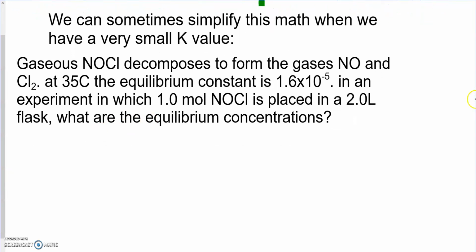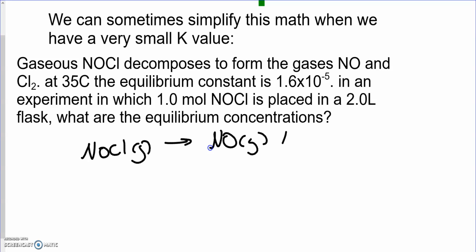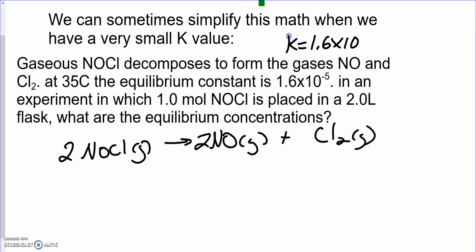So we have gaseous NaCl decomposing into gases NO and Cl2. And in terms of balancing, I'm going to need a 2 here and a 2 here. We're then told our equilibrium constant is 1.6 times 10 to the negative fifth.